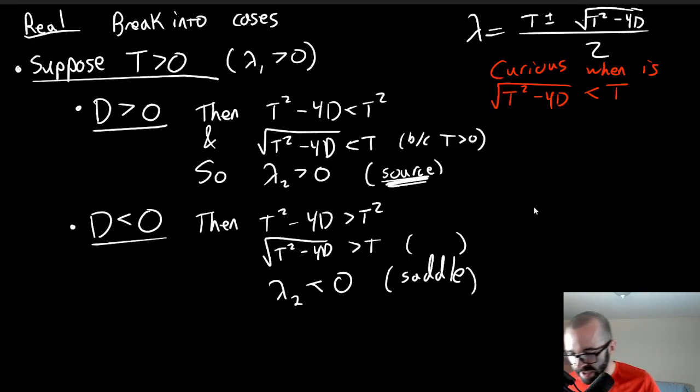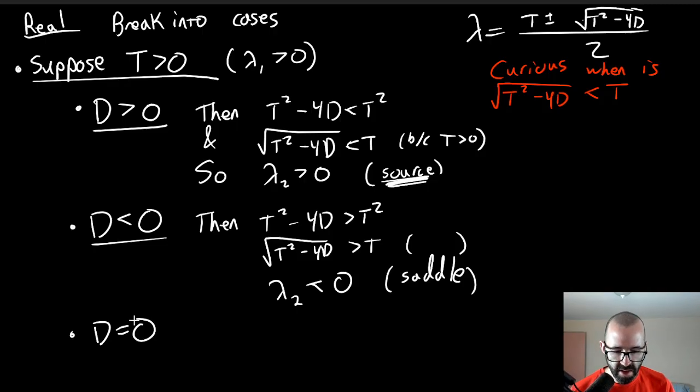We can continue analyzing. We've already mostly done the hard part. What if the determinant is 0? Well, if the determinant is 0, what do we get? The square root just becomes t. So one of our eigenvalues becomes t and the other eigenvalue becomes 0. Lambda 2 is equal to 0.